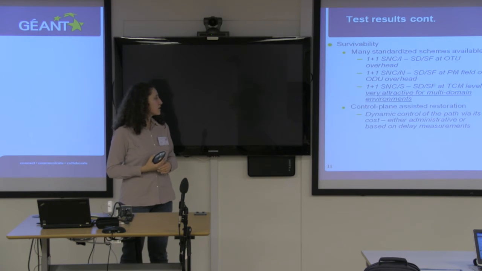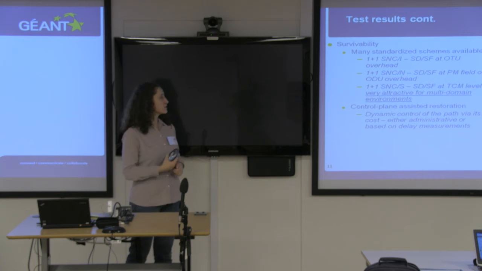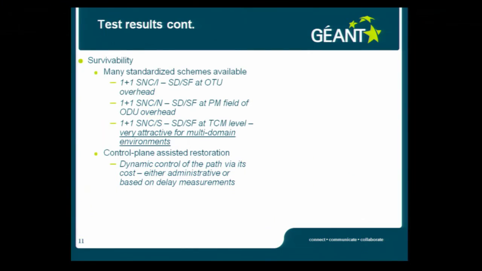And then there were several types of control plane assisted restoration, and some of the most interesting things that we saw was that there was a possibility for dynamic control of the restoration path, and that the administrator of the network could set up different costs that could be based on some kind of administrative cost or delay measurements, which was very interesting to see, and switch the traffic onto a backup path that was compliant with the delay requirements of the application.